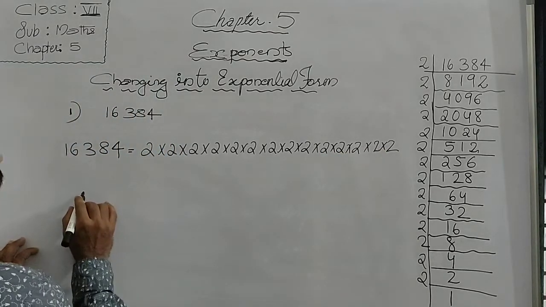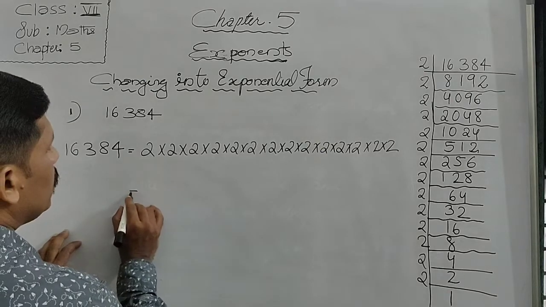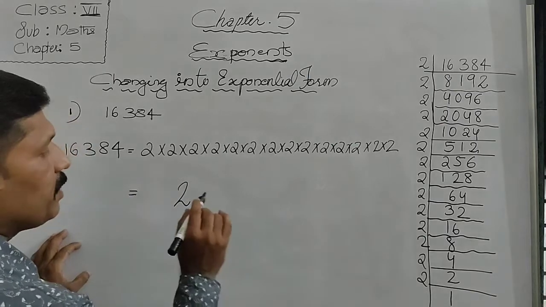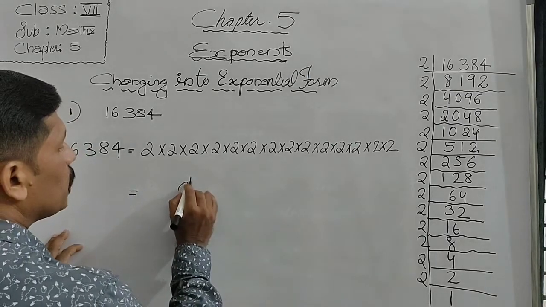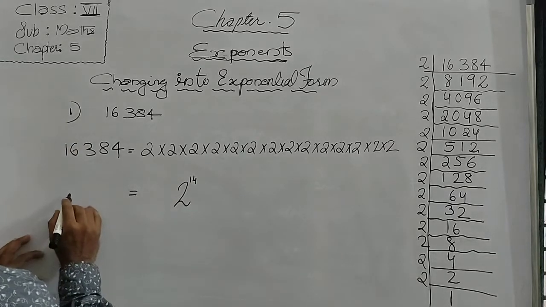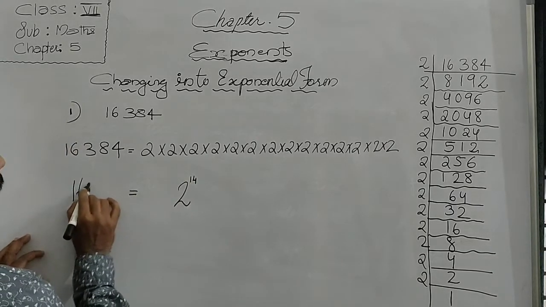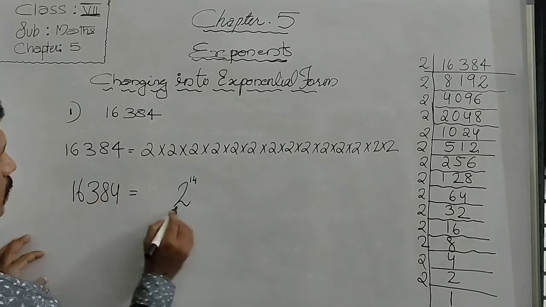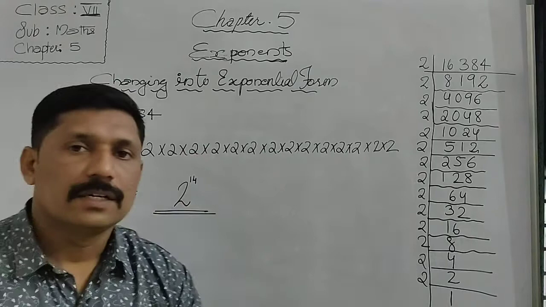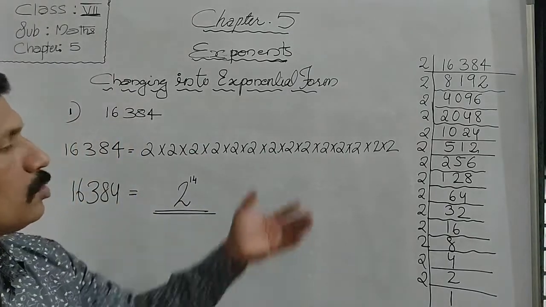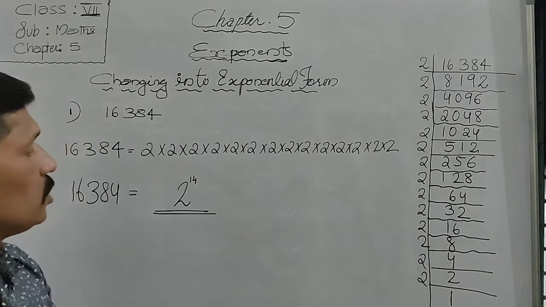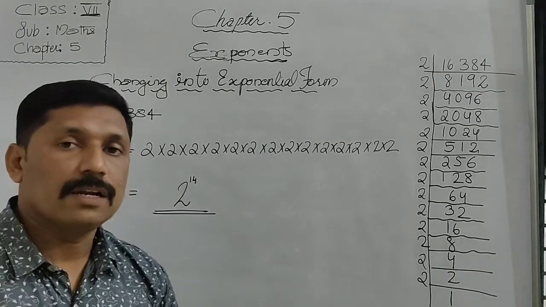So here we can write that 2 is repeating, so the base will be 2. And how many times is it repeating? 14 times it is repeating. So 14 will become the exponent or index or power. So we can write the exponential form of 16,384 is equal to 2 power 14. Here 2 is the base and 14 is the exponent. So students, in this way, by factorizing a number, we can change that number into exponential form.